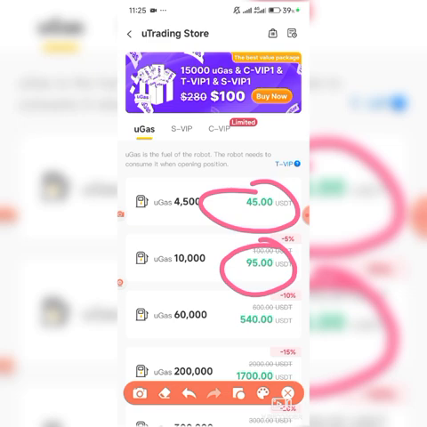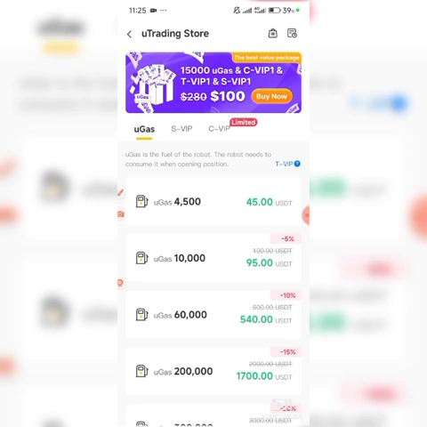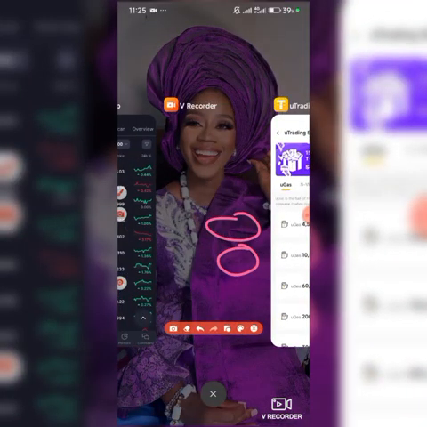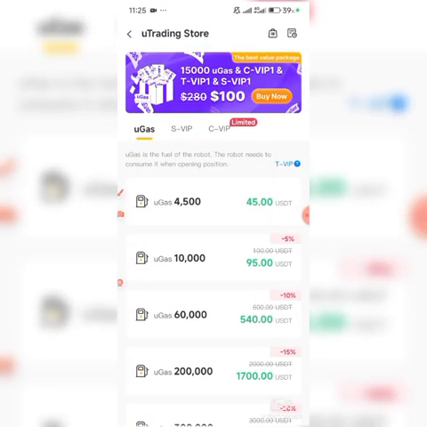But if you are doing $100, then you can use $45. You understand? So that's that. If you are trading maybe $5,000, then you can buy 60,000 U gas. So it depends on the capital in your exchange. Because if you don't do that, let's assume you have $5,000 capital and you buy $95 worth of U gas, it will consume the U gas because of the amount of liquidity you have on your exchange.